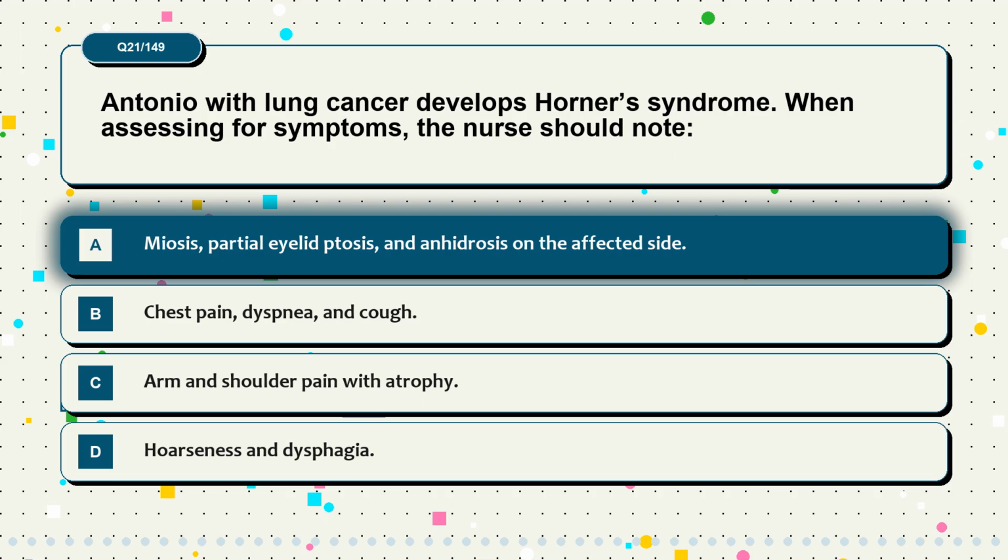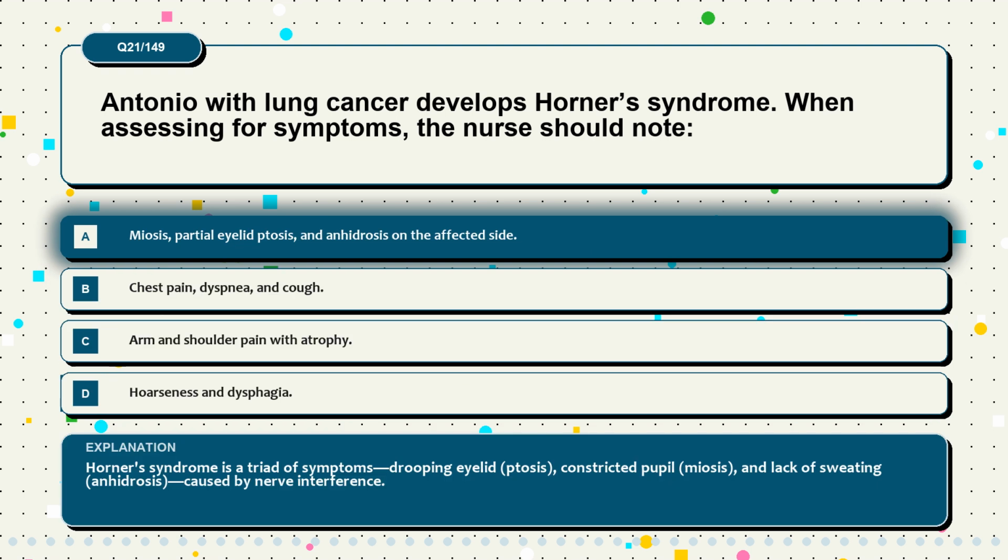The correct answer is option A, miosis, partial eyelid ptosis, and anhidrosis on the affected side. Horner's syndrome is a triad of symptoms: drooping eyelid (ptosis), constricted pupil (miosis), and lack of sweating (anhidrosis) caused by nerve interference.